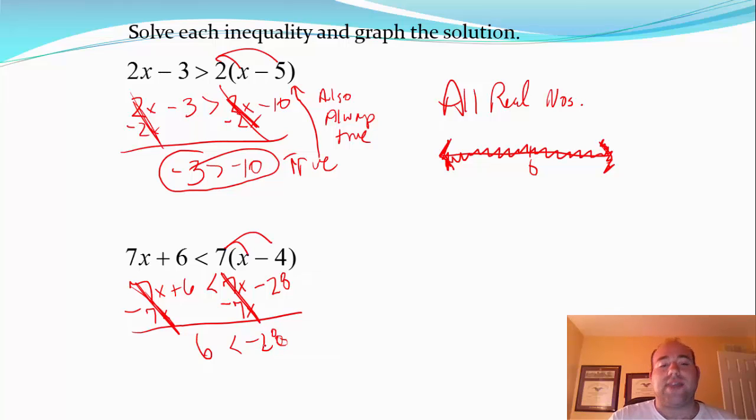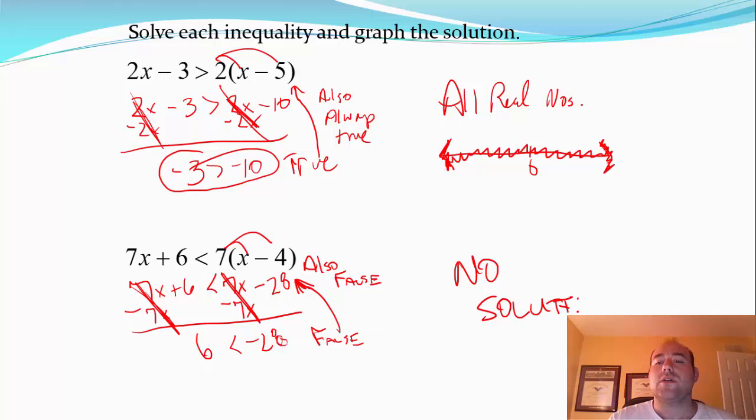Well, there's no way 6 can be less than negative 28. It's a positive number. It can't be smaller than a negative number. So that's false. It will always be false that 6 is less than negative 28. So, by logic, that must mean this is also false. So if we have a false inequality, that must mean there is no solution. There is no value for x that is going to make this inequality true. So this is basically a blank number line. You don't have to shade it. That would be the graph of that answer.